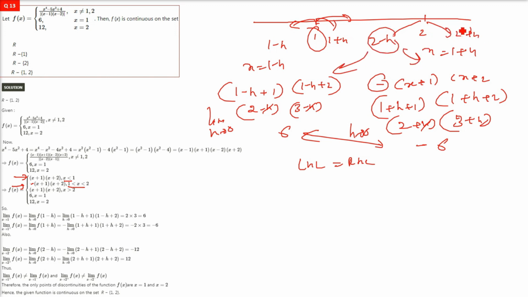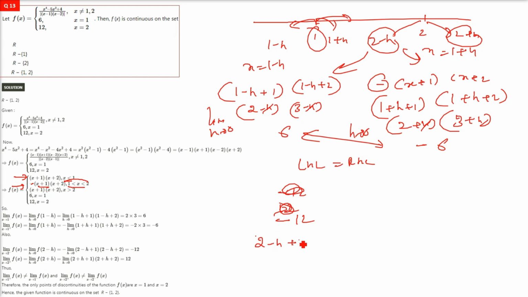Same thing you have to do for 2. For x equal 2, please remember, for the left hand limit you have to write 2 minus h, and for the right hand limit you have to write 2 plus h. One time it will come as 12, one time it will come as negative 12, because when you go on the left hand side, it will be negative 12. Let me just do it. Because when you go on the left hand side of 2, you have to use negative x plus 1 into x plus 2, where in the place of x you are going to replace x by 2 minus h.